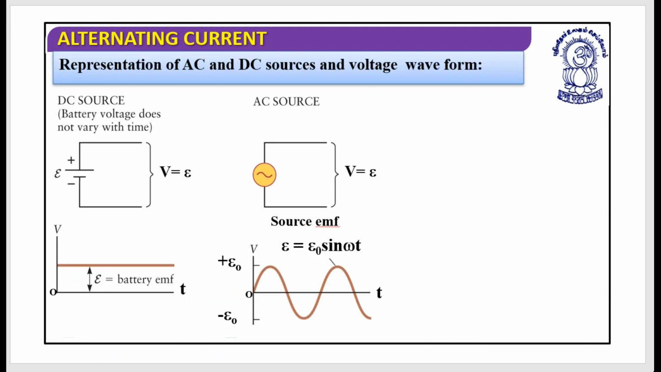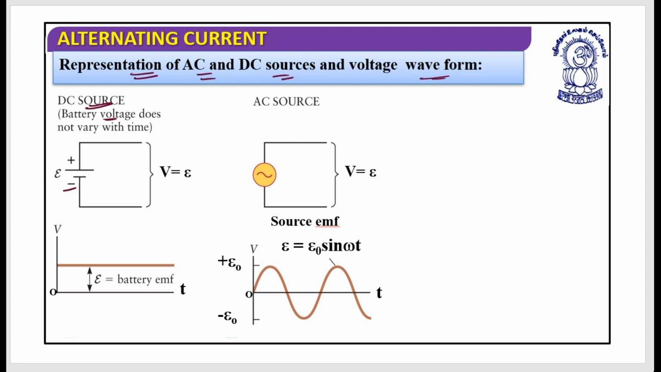Yes, great. Now let's have a look at the representation of AC and DC sources and voltage waveforms. So let's suppose I am having a DC source. When I say I am having a DC source, I am having a battery itself. When we go to the market and ask the vendor to please give me a cell of 10 volt, it is just the DC source. I hope you understand this. It's a battery voltage that is not changing with respect to time.